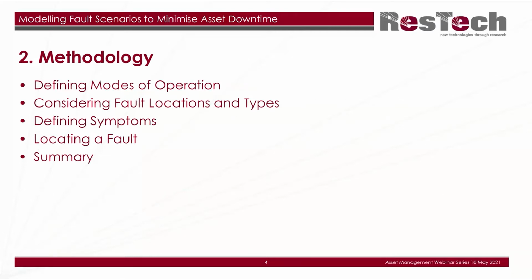So I'm hoping that the motivation is quite clear, and the motivation is actually quite justified. So I'll just go through now the methodology of how we actually go about modelling fault scenarios and how we might actually use that then to locate a fault. So the main areas for the actual fault finding process are defining the modes of operation of the plant, considering where the fault locations might be and the types of faults, and also defining what sort of symptoms we are looking for when we are doing our fault finding process. And then I'll go through with an overview of how we would actually locate a fault, and just a summary just to close off this particular section.